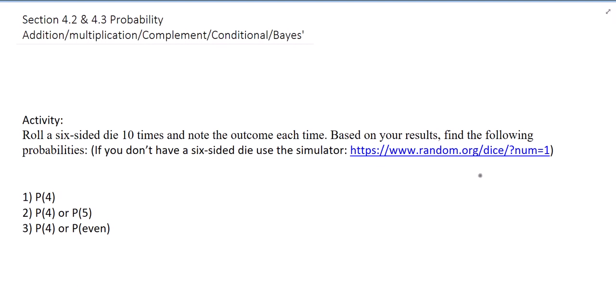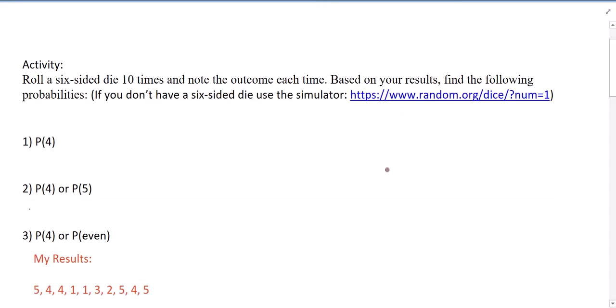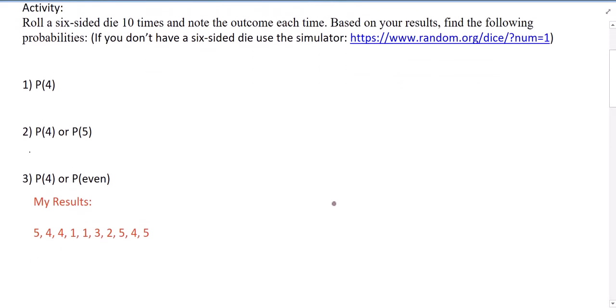If you don't have access to a six-sided die at home, then you can use the random dice roller. If you click on the link, which is also provided in your notes, then you can access that dice roller and just hit roll 10 times and note the outcome each time. I'll share my results with you. So here are my results. When I rolled my dice 10 times, I got these numbers.